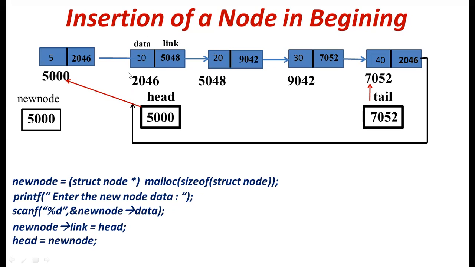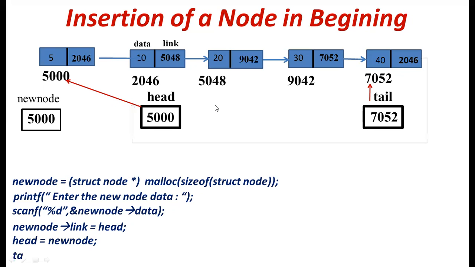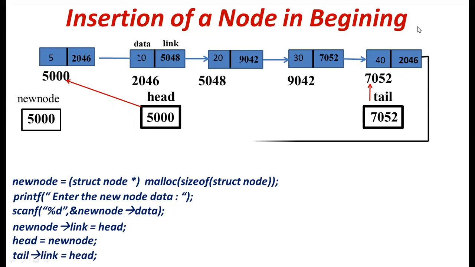Now the last node should point to the first node. 2046 is not the first node; the address of the first node is 5000. So in the last node we have to place the 5000 value. How do we do it? Tail to link is equal to head. Head value is 5000, so tail to link is equal to 5000. The 5000 value will be stored here and we will have a connection pointing to the first node. So this is how we can insert a new node at the beginning of the linked list.